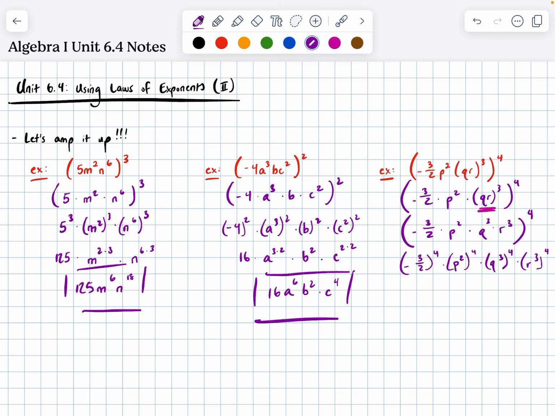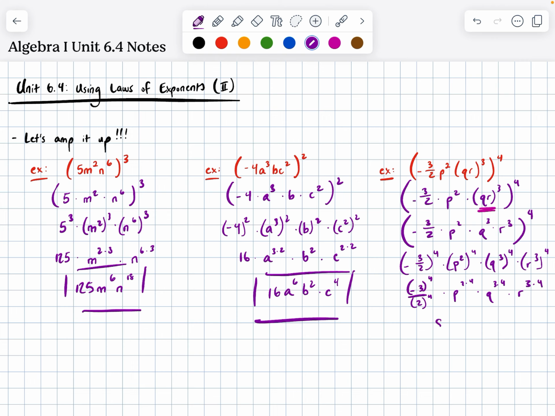From here, well, I've got negative 3 over 2 raised to the 4th power. Again, remember, I can now take the numerator and the denominator and raise each one to the power of 4 separately. From here, well, I have p to the power of 2 times 4. I have q to the power of 3 times 4. And I have r to the power of 3 times 4.